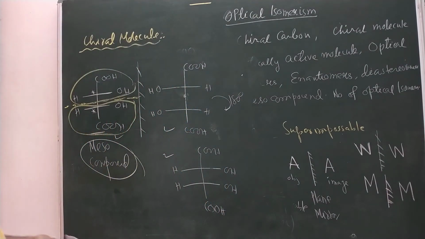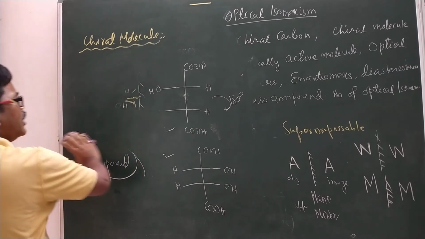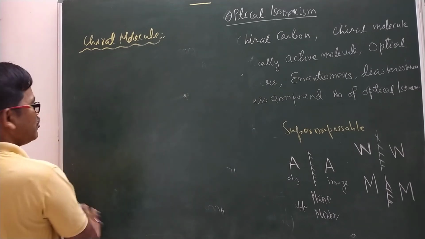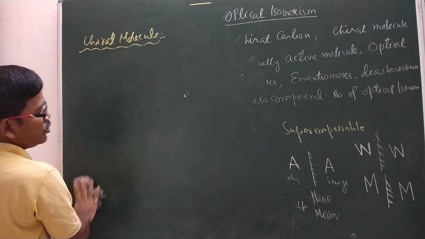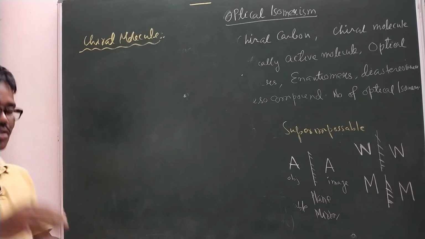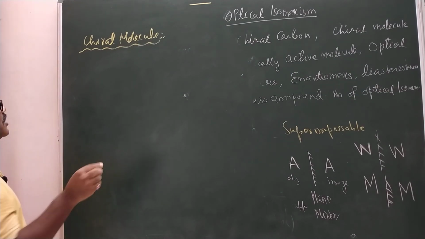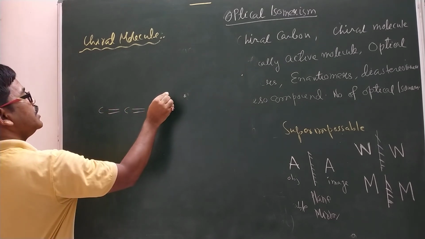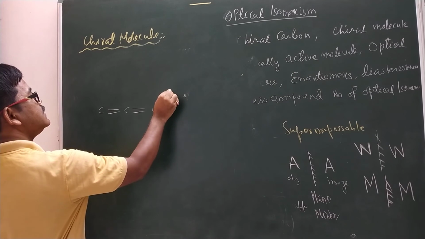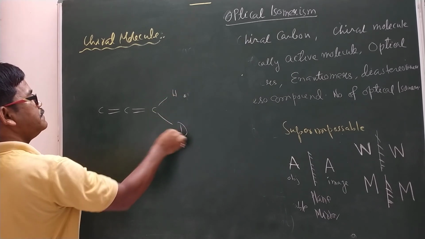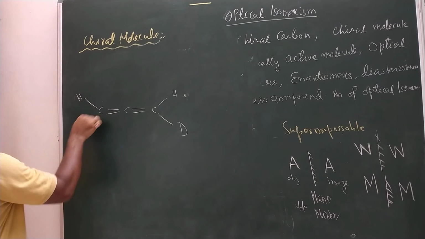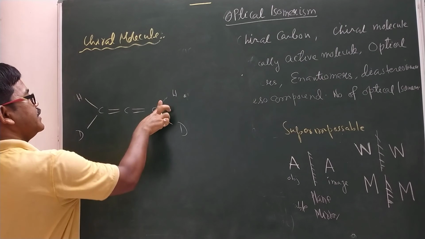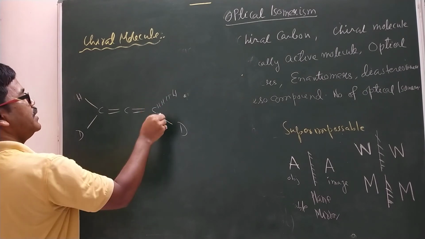Okay, clear? Last case, the molecule doesn't contain a chiral carbon, but the molecule is chiral. I am going to give an example. A molecule without containing a chiral carbon can also be chiral. For example, if I consider this molecule, here this is back of the plane, this is above the plane.